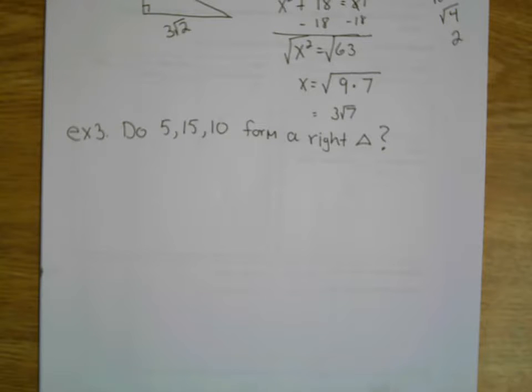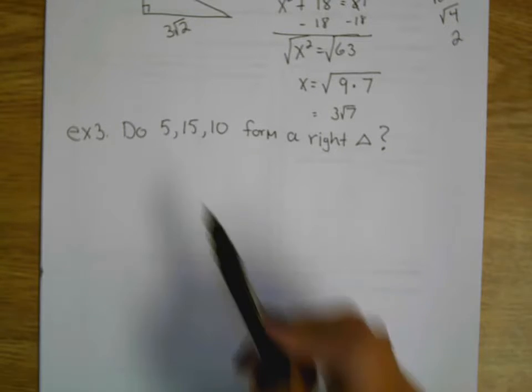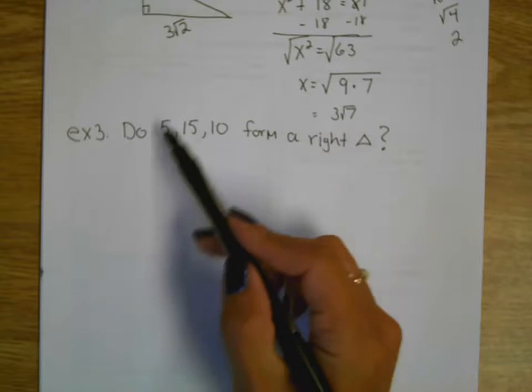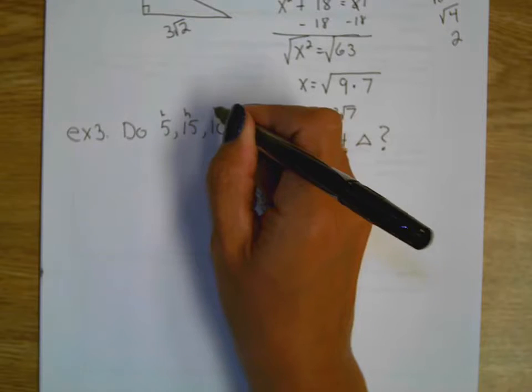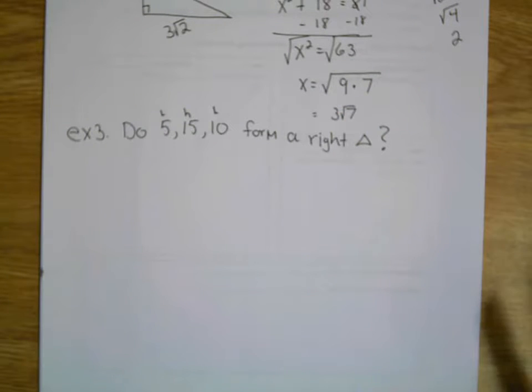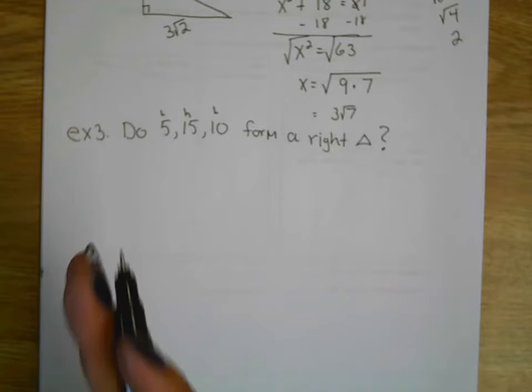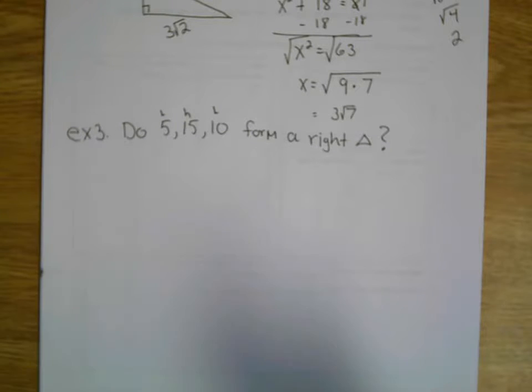Because if this is a right triangle, we have 2 legs and a hypotenuse. What's what here? This would be the hypotenuse, and each of these would be a leg. So we're going to check the Pythagorean theorem to see if it comes out true. Does the leg squared plus the leg squared come out equal to that hypotenuse squared? Let's find out.